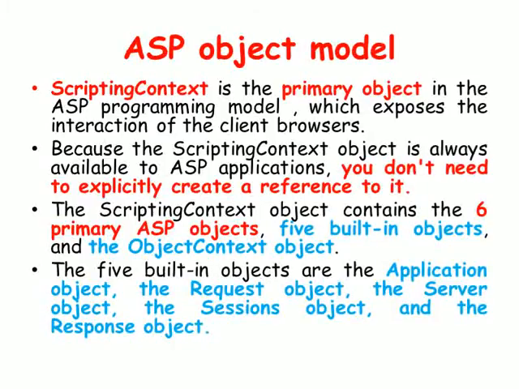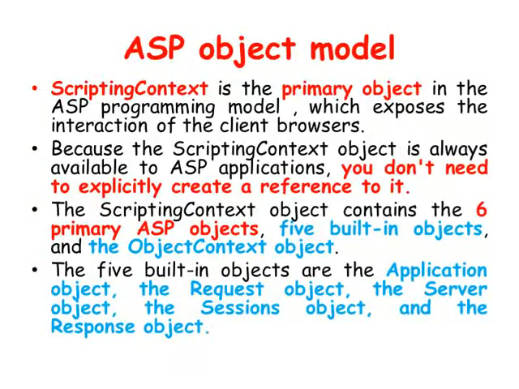So let's see what is a scripting context object. The scripting context object is the primary object in the ASP programming model, which exposes interaction of the client browsers, because the scripting context object is always available in ASP applications. You don't need to explicitly create a reference to it. So the scripting context object contains the 6 primary ASP objects, the 5 built-in objects and the object context object. The 5 built-in objects we have already seen in the hierarchical order: application object, request object, server object, session object, and the response object.